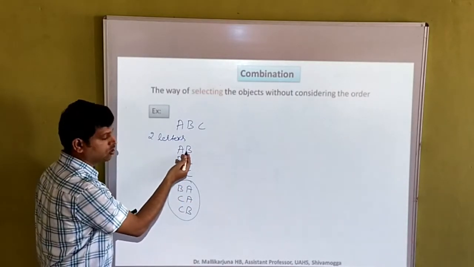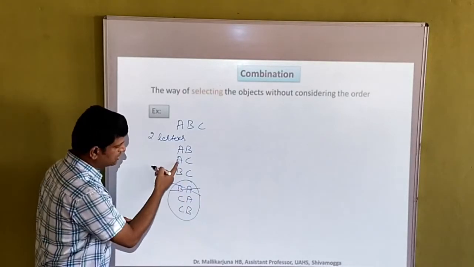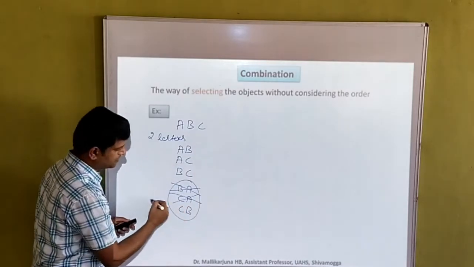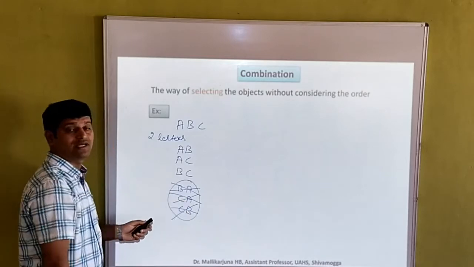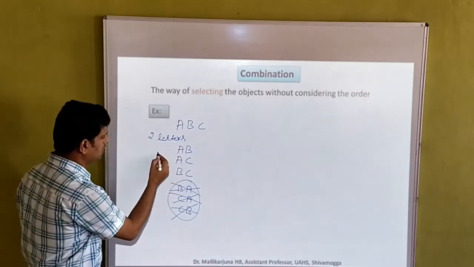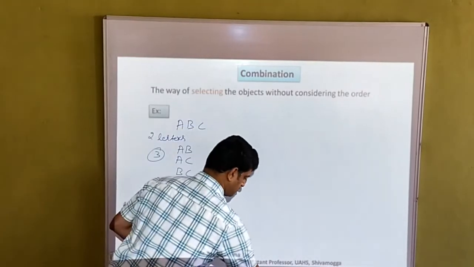So already we got two letters, so BA won't come. Then AC, we should not consider CA. Then BC, CB we should not consider. That's why it is without considering the order. So these are the combinations. Here only 3. 3 is the combination.